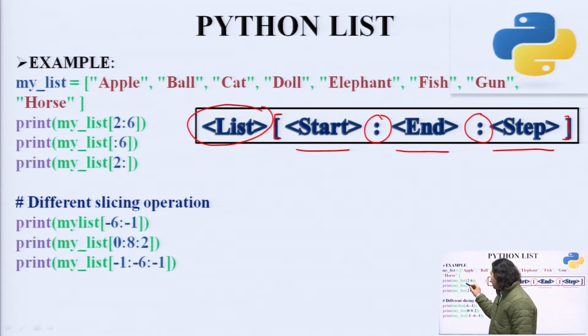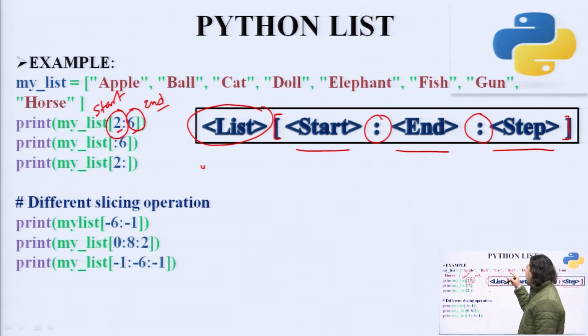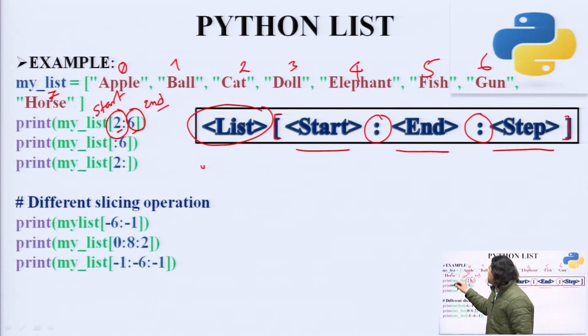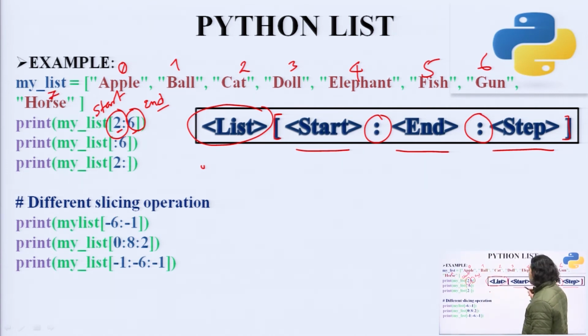Now, here you can see that we are accessing from 2 to 6, that means this is your starting point, this is your ending point. So, we are starting from 2, we will end at 6, but the output will be n minus 1, that is 2 to 5. That is, apple is 0, banana is 1, cat 2, doll 3, 4, 5, 6, 7. Now, here what we are saying is 2 to 5, that is the cat, doll, elephant and the fish will be in the outcome.